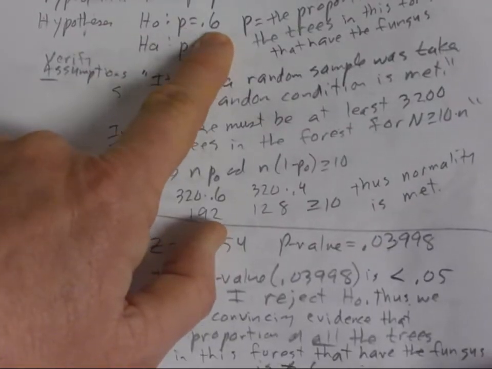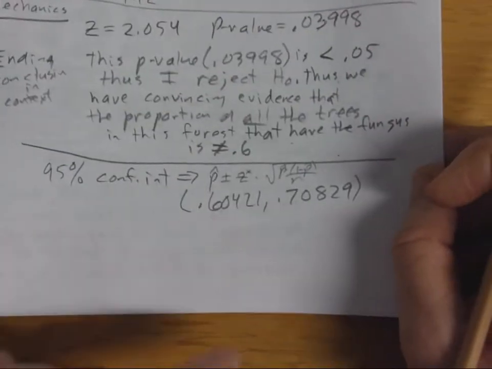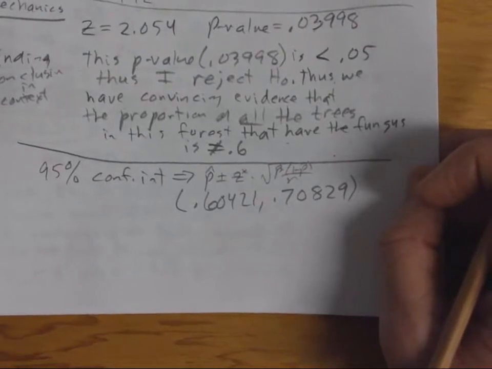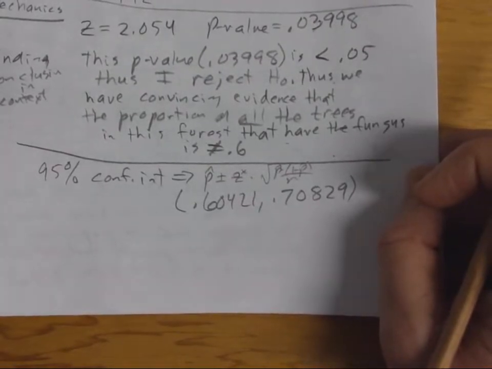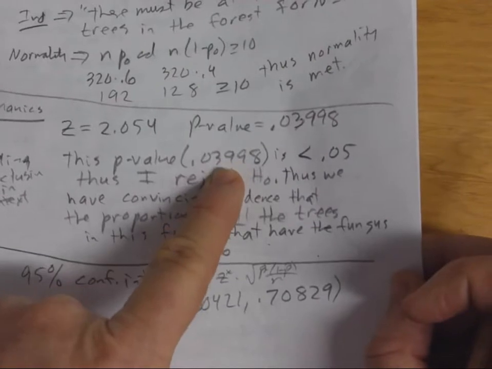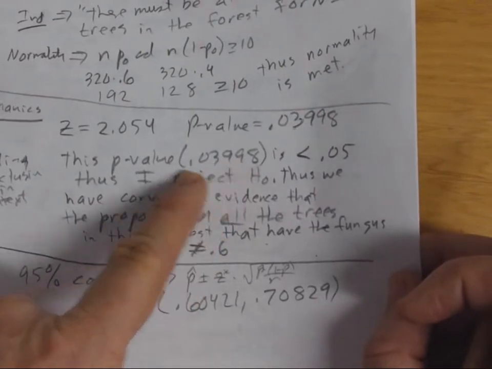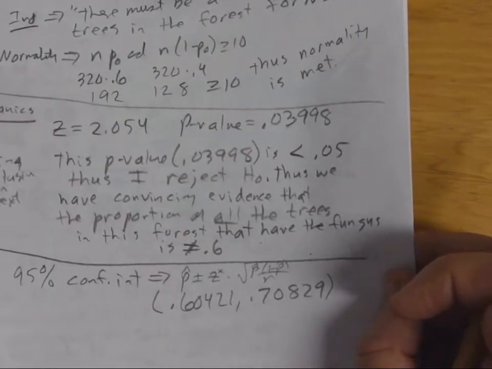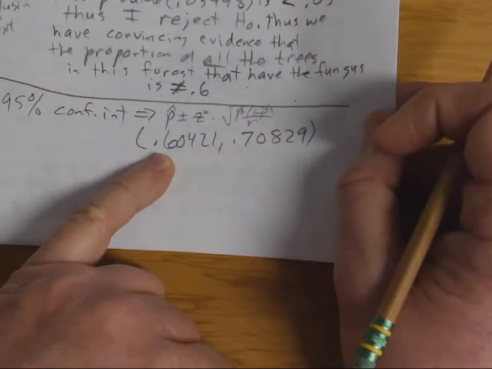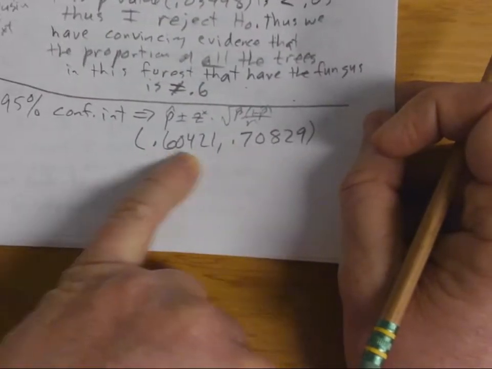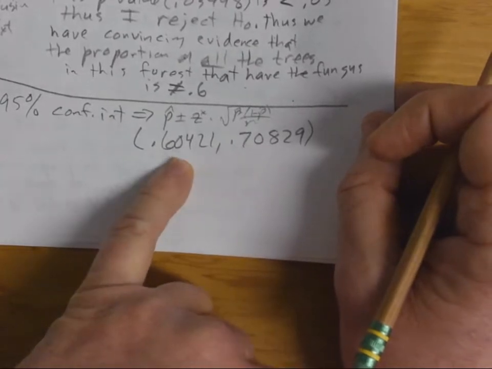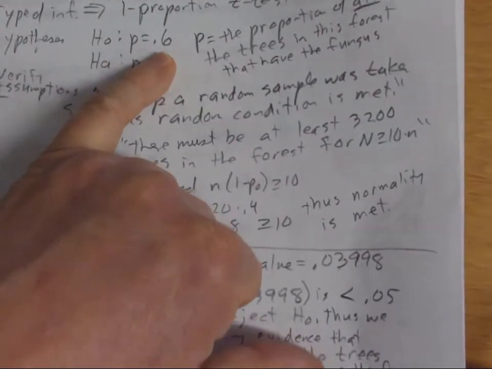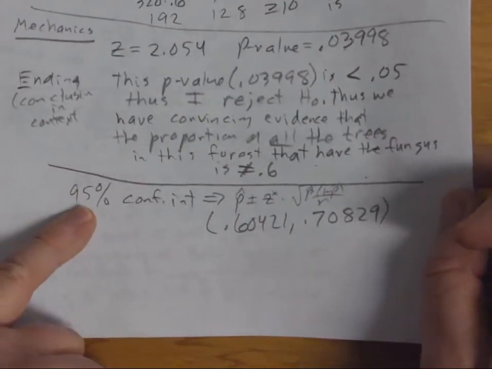This 60% is not plausible. It is not in the interval. So the reasoning of the test is, since it's not in the interval, it should be rejected. And that's what the hypothesis test is saying. The hypothesis test is telling us to reject it. So connecting the interval with the hypothesis test is this: values that are not in this interval are not plausible, according to this interval. Okay? This is not a plausible value at 95% confidence.